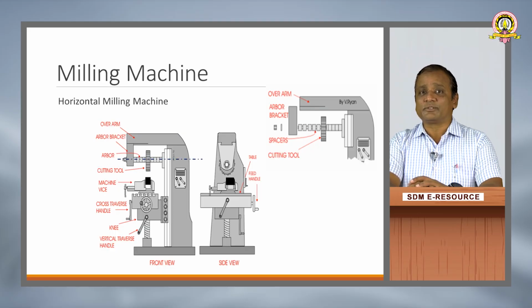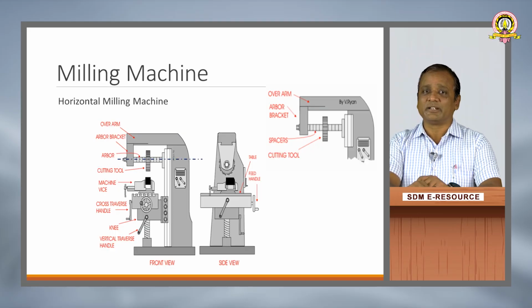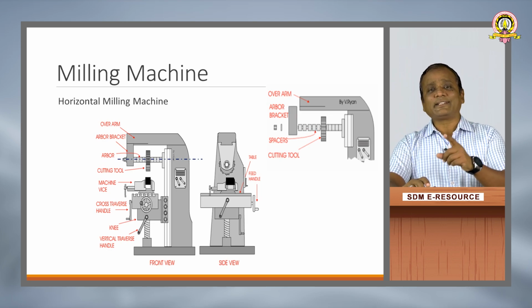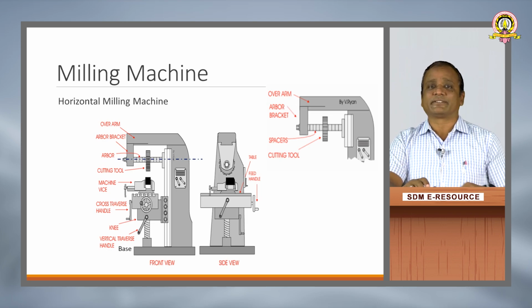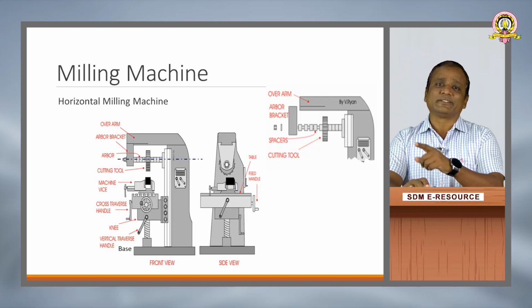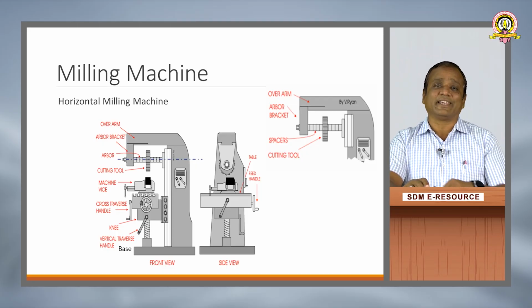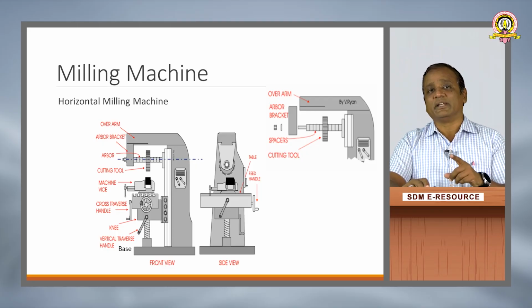And the question is, why do we call this a horizontal milling machine? As you can see, the axis is parallel to the base. Therefore, we identify this machine as a horizontal milling machine.